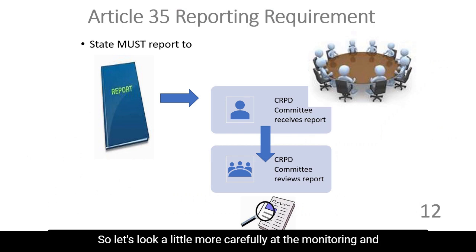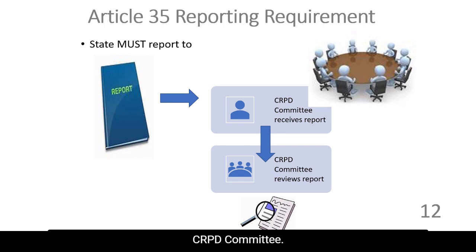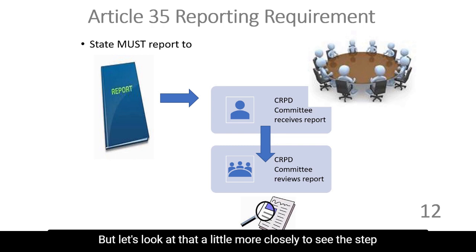So let's look a little more carefully at the monitoring and reporting requirements. Article 35 of the CRPD requires that states report to the CRPD committee. The committee receives their report and starts its review. But let's look at that a little more closely to see the step-by-step process in reporting.